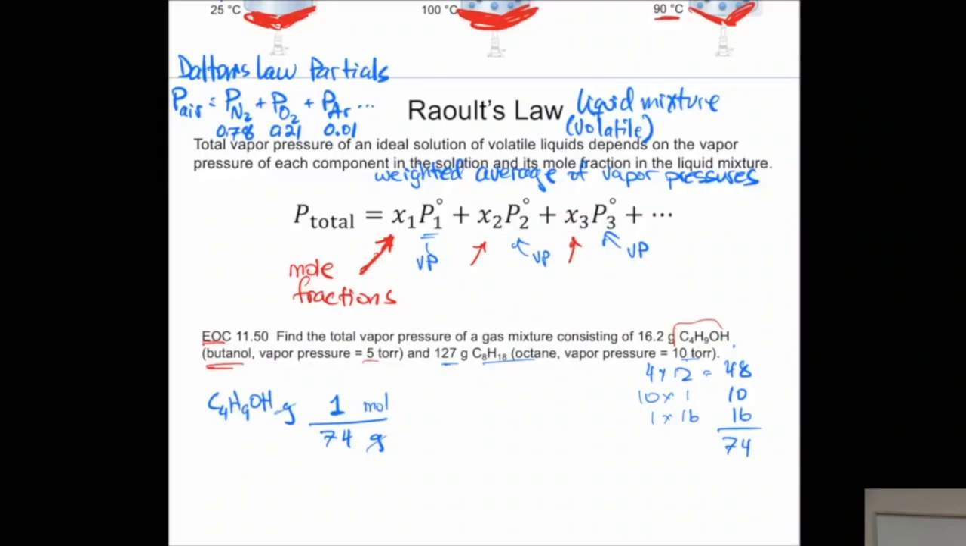All right, so how many grams? We've got 16. I knew I had grams in front of that for a reason. I'm getting ahead of myself here. We were given 16.2 grams of butanol. So now we need to calculate how many moles we have. That's 16.2 divided by 74, and that gives us 0.219 moles of butanol. Is that what you all got?